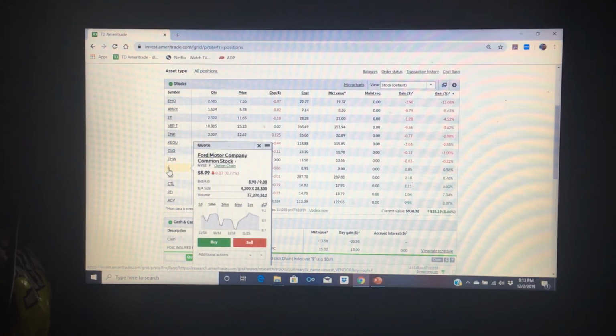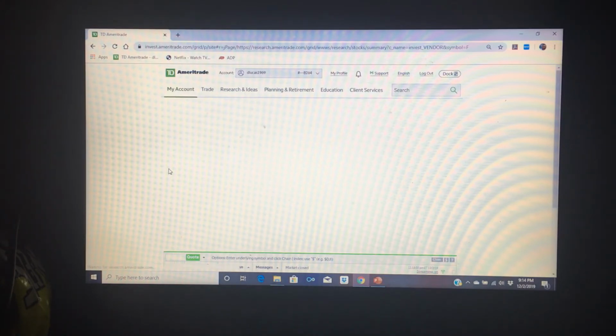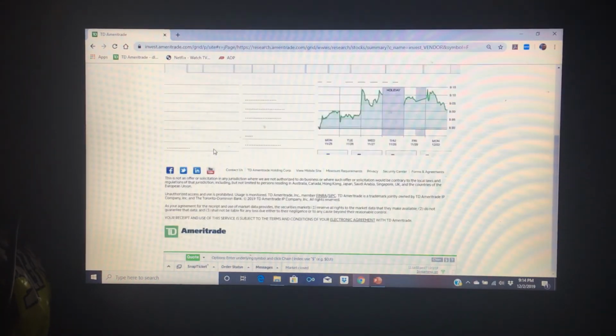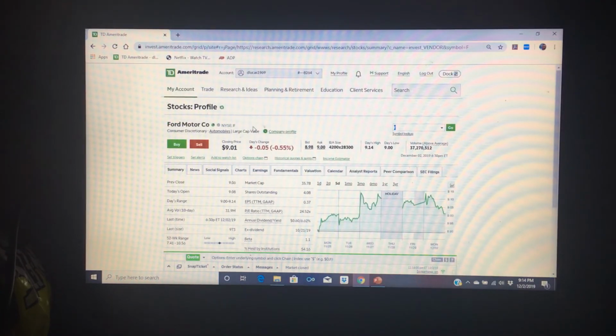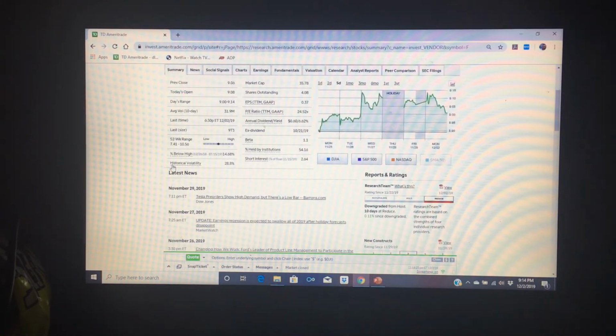This is one of my favorite ones. Not that I drive a Ford, but Ford Motor Company. You can see their stock price is $8.99 a share. They have a very good yield. I'm going to go to their actual detailed information. So you go here, you can buy or sell them. You can kind of see what their price is. You go to the tabs, you can click on their news, the social signals, charts, earnings. You can see what they're claiming for their earnings for the year. There's a lot of information to be had right here with these guys.